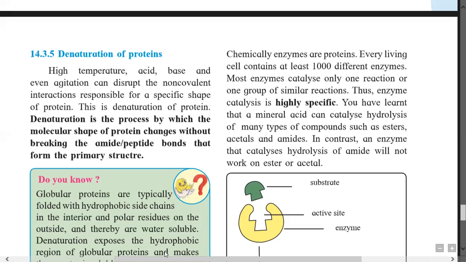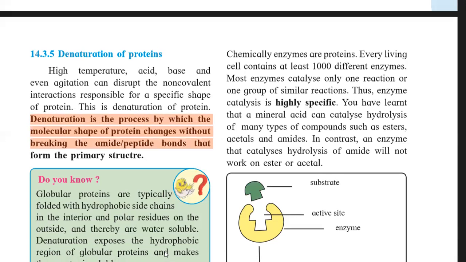Actually, denaturation is a process by which the molecular shape of protein changes without breaking amide or peptide bonds. So these are the covalent bonds. They do not break, they do not change during this denaturation, and they form the primary structure. This amide bond or peptide bond forms the primary structure.